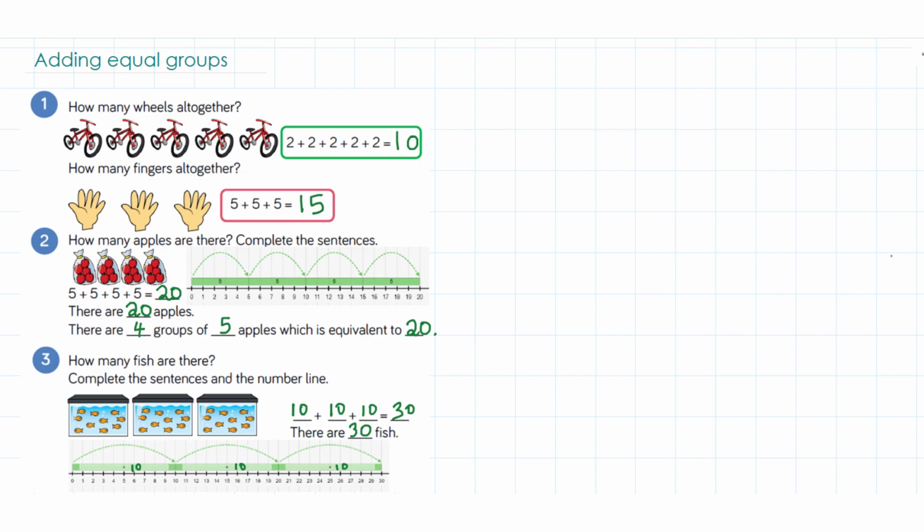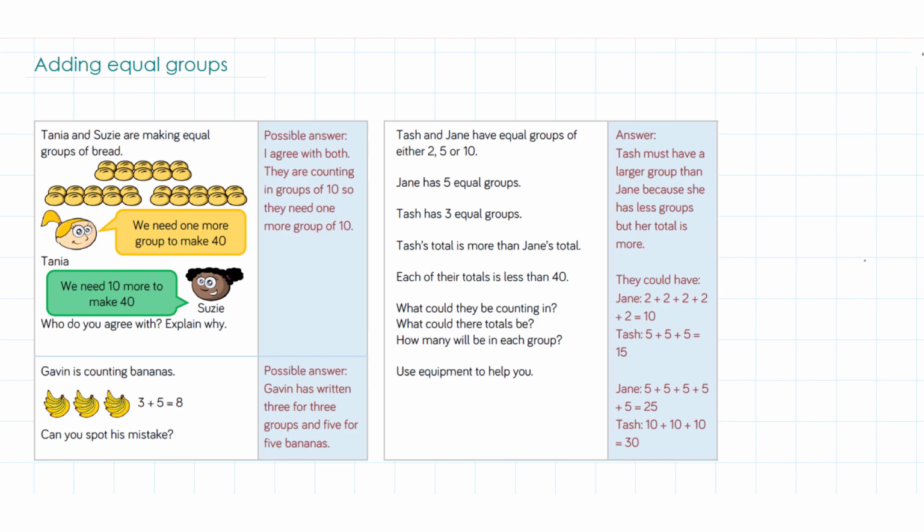Here we go. Number 1, how many wheels altogether? It's 10 wheels altogether. 2 plus 2 plus 2 plus 2 plus 2 is equal to 10. How many fingers? 15 fingers altogether, because 5 plus 5 plus 5 is equal to 15. Number 2, how many apples are there? 20 apples, because 5 plus 5 plus 5 plus 5 is equal to 20. And that sentence, there are 4 groups of 5 apples, which is equivalent to 20. Equivalent, slightly tricky word, but it does mean equals. And number 3, how many fish are there? 30. 10 plus 10 plus 10 is equal to 30. There are 30 fish. Now, those problems, how did you get on with those problems? Well, I hope. There are the answers for you to go through.